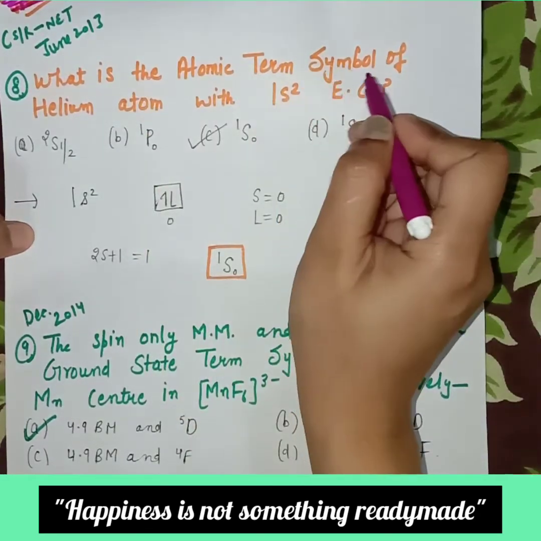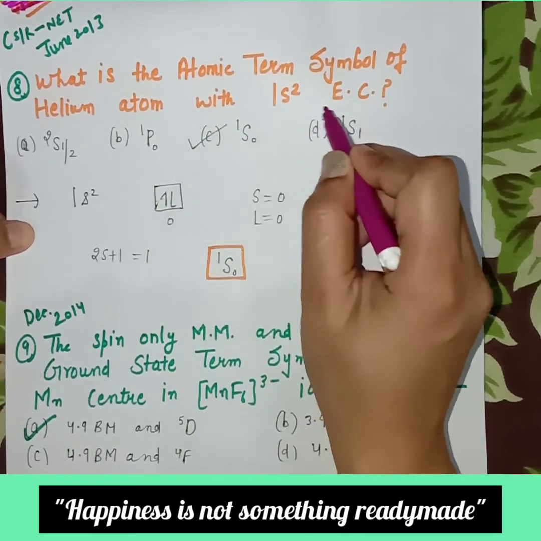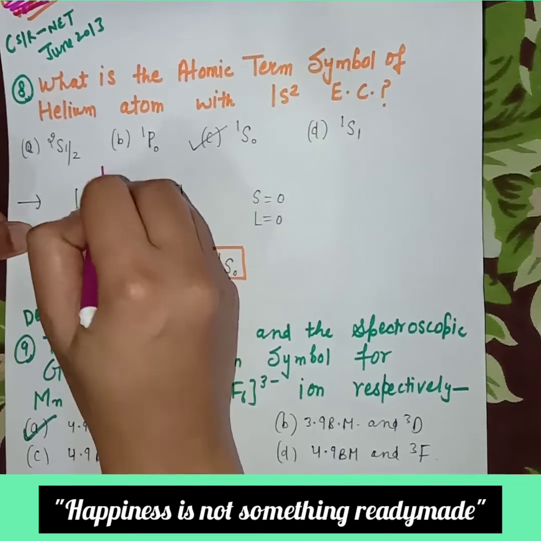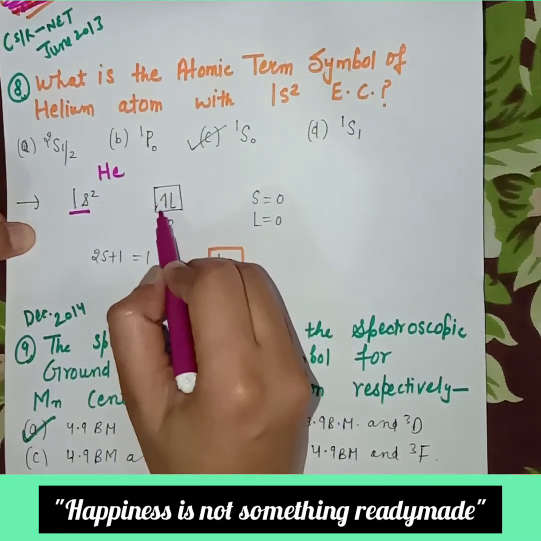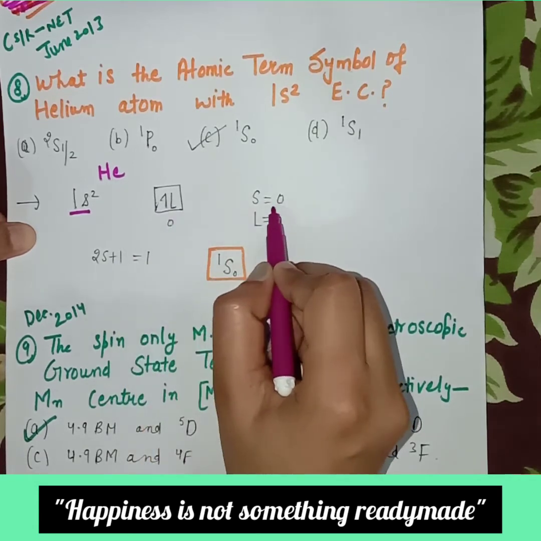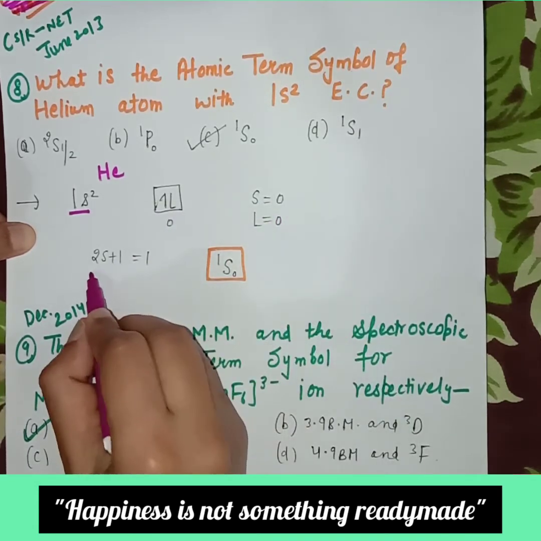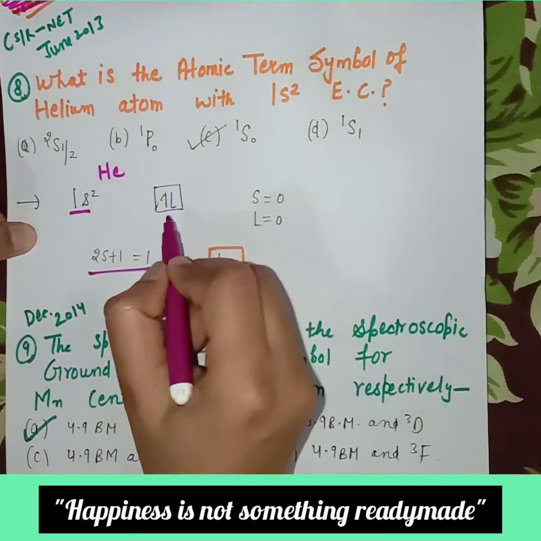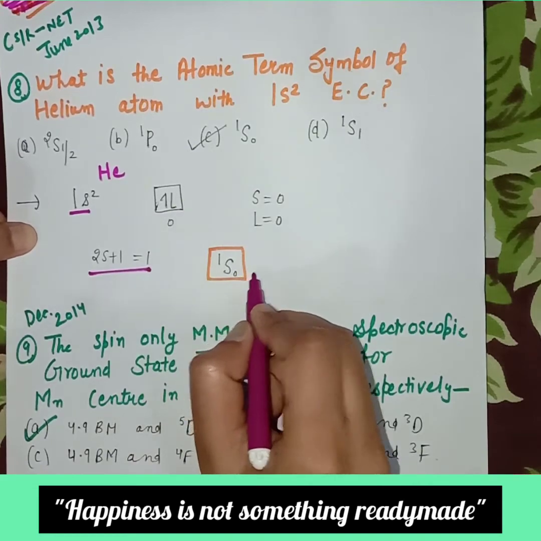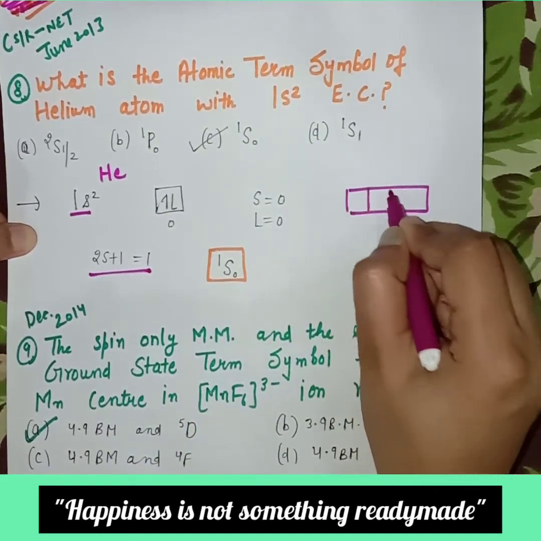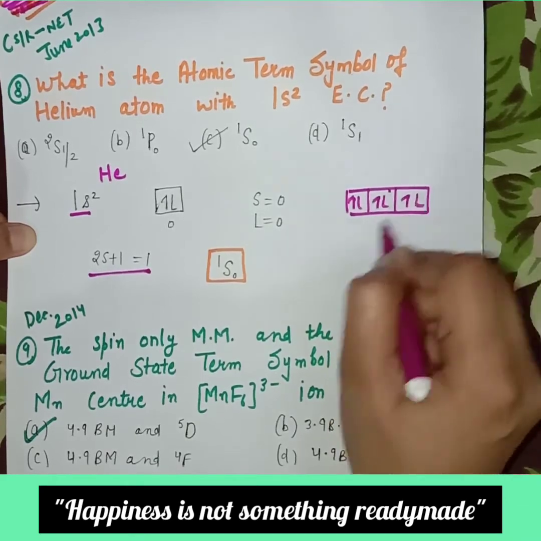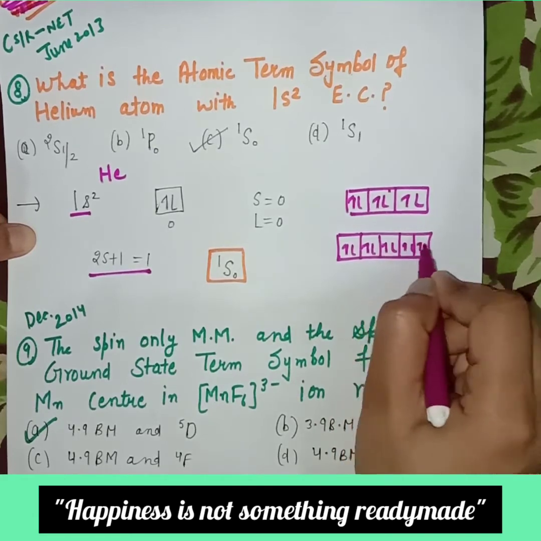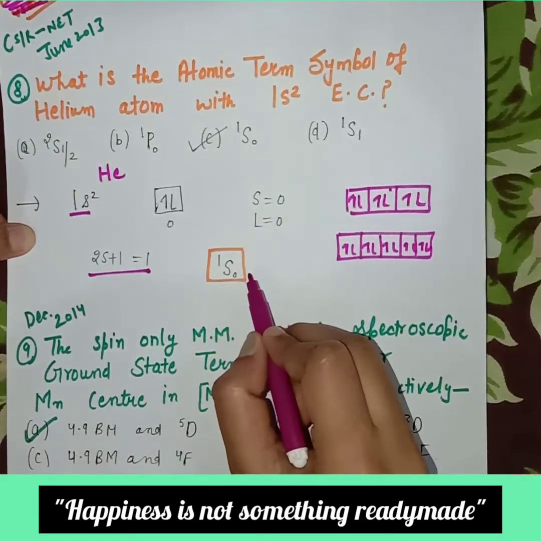Now, what is the atomic term symbol of a helium atom with 1s2 electronic configuration? The electrons fill the s orbital in this way. So S is equal to 0 and L is also 0 here. So spin multiplicity becomes 1 and its term symbol is 1S0. For all completely filled shells, the term symbol is 1S0, whether it is a completely filled p orbital, d orbital or s orbital, its term symbol remains 1S0.